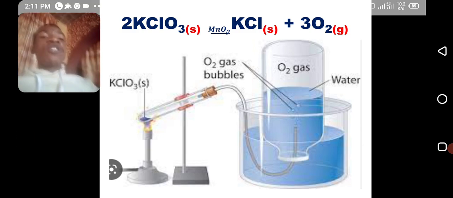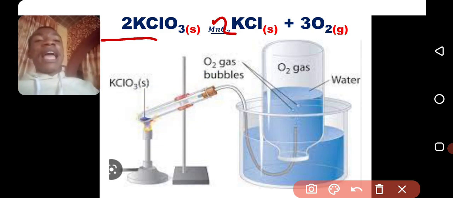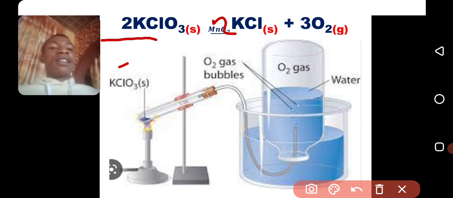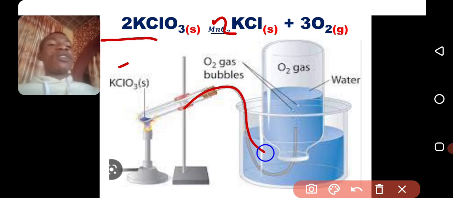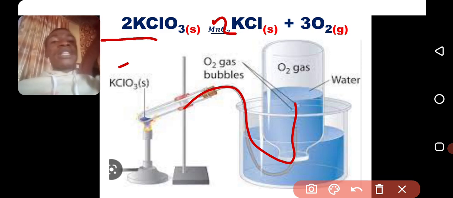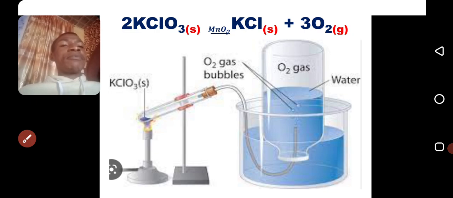Get your boiling tube. This is your boiling tube. Heat KClO3 with MnO2 catalyst. When you do that, oxygen gas will come out, and you collect it by displacing water, or collect it over water. So that's what you do there.